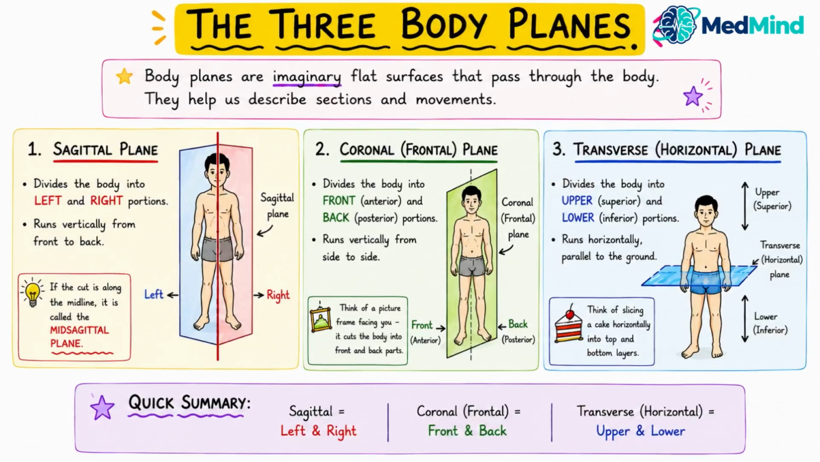The first one is the sagittal plane. The sagittal plane divides the body into left and right portions. Imagine standing in front of the mirror and drawing a straight line from the top of your head down to your feet. That line separates the left side of your body from the right side. If the cut goes exactly through the center of the body, dividing it into two equal halves, it's called the midsagittal plane.